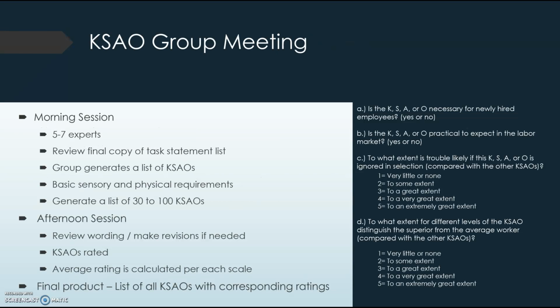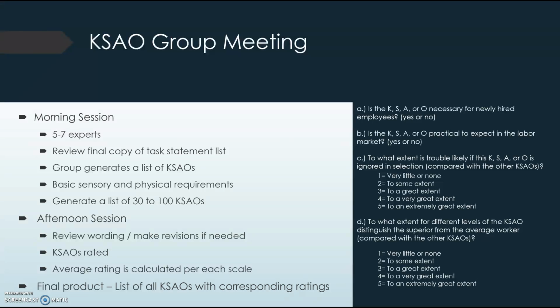Group meetings are also held for developing KSAOs. This meeting is split into a morning session and an afternoon session. The sessions consist of 5 to 7 SMEs. Could be the same group from the task meetings, doesn't have to be. The morning session consists of the SMEs reviewing the task statement list.